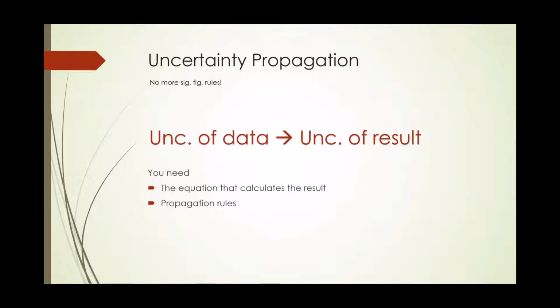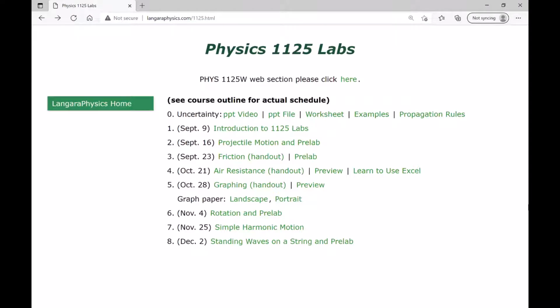We have to report our result with uncertainty, and the value of the result must match the decimal places of the uncertainty. So here, to get the uncertainty of the result, you will need to know the equation that calculates the result in your calculations and propagation rules. The uncertainty propagation rules can be found on our website. So here is the link.